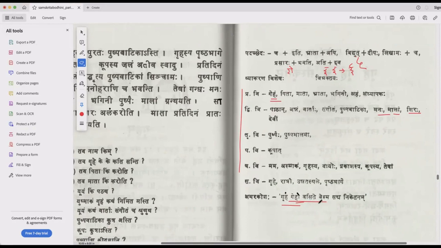Anyway, vasitam, veshma, sadma are all nakaranta. So sadma, sadmani, veshma, veshmani. Niketanam is again like pushpam, griham. It's an akaranta. All of these are actually napunsakalingam. This gehaha can be in pullinga also. I've come across gehaha as a pullinga shabdam for house.